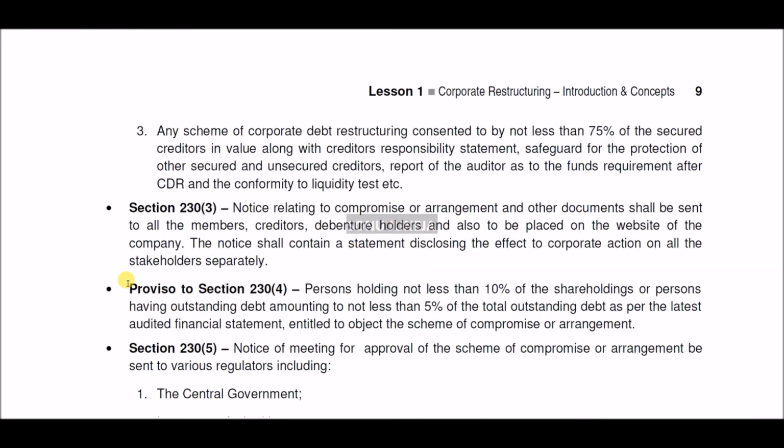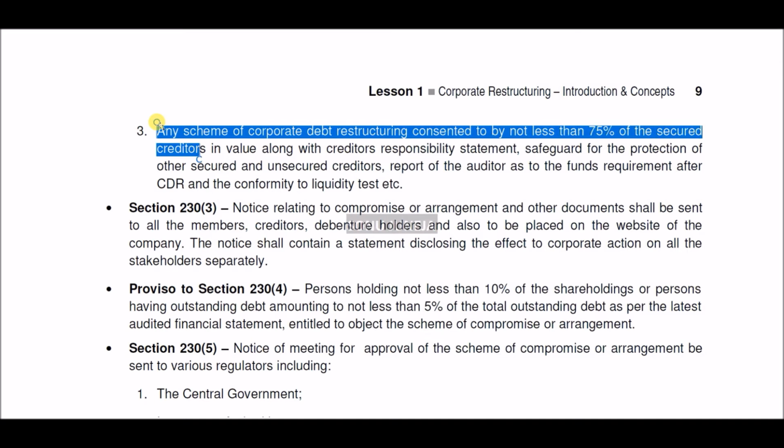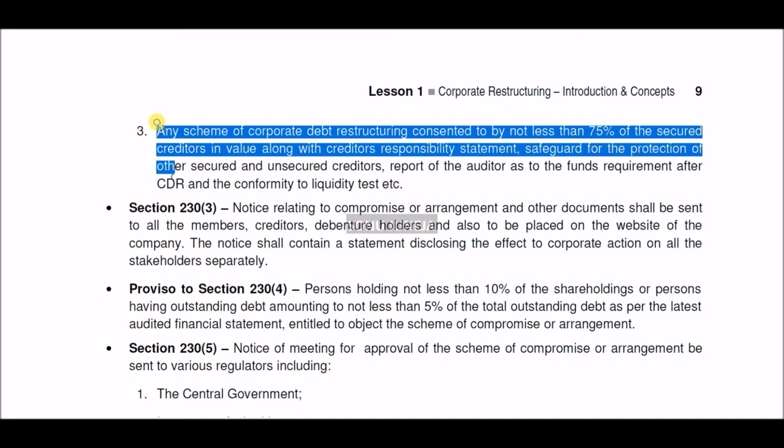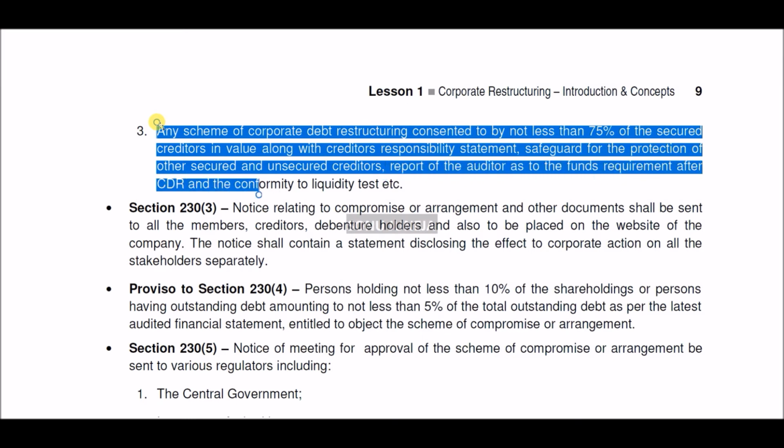Third is any scheme of corporate debt restructuring consented by not less than 75% of the secured creditors in value, along with the creditor responsibility statement, safeguard for the protection of the other secured and unsecured creditors, report of the auditor as to the fund requirement after CDR, that is corporate debt restructuring, and the conformity to the liquidity test, etc. So these are a few of the things which will be required with the application.